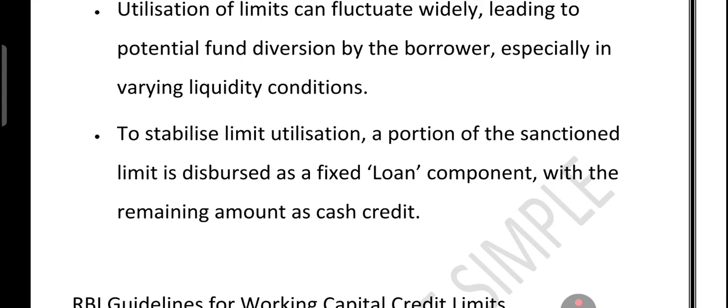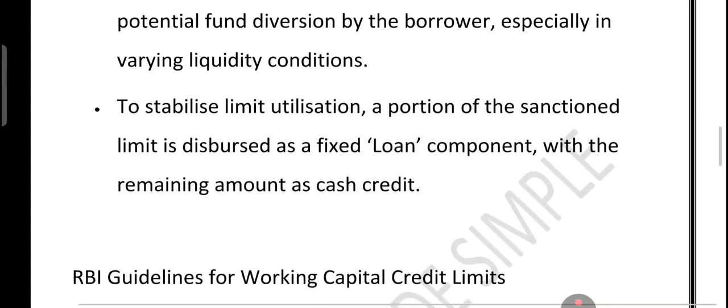The borrower might use the full limit today and none tomorrow. The second situation can be like this, right? The borrower uses the money for things they were not supposed to. So the solution is that you have to split the working capital limit into two parts, the loan component and the CC component. The loan component is a fixed part disbursed as a term loan, and the CC component is a flexible part used as needed. This helps the bank manage funds better and gives more stability to the arrangement.